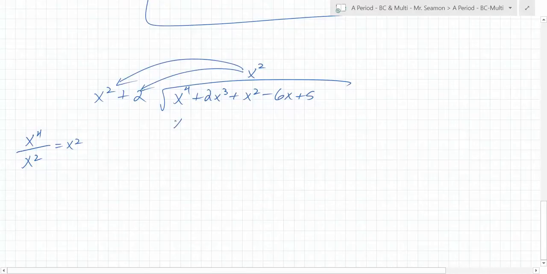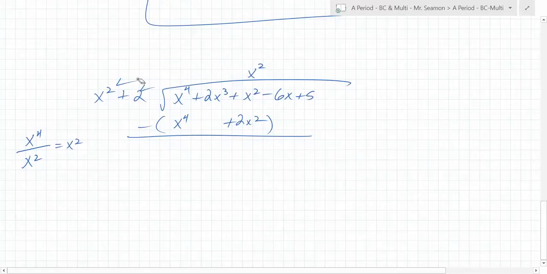So what do you get? X to the fourth plus what? Plus 2x squared. And now what do you do? You subtract that entire thing. And what are you left with after you do the subtraction? 2x cubed minus what? X squared.